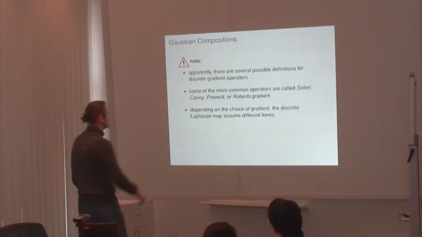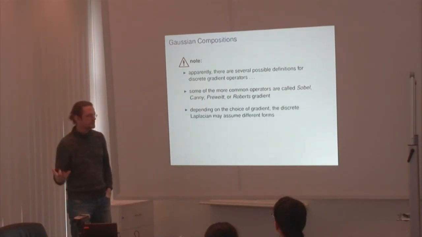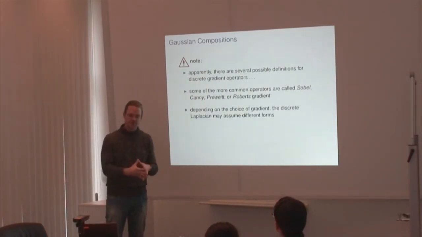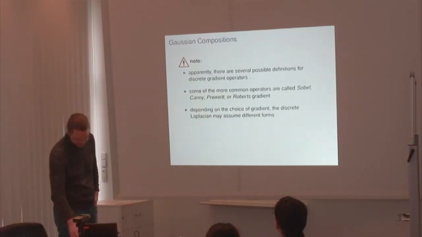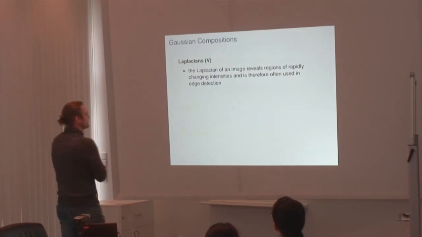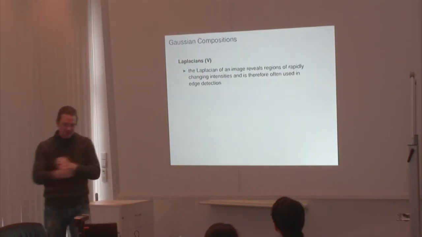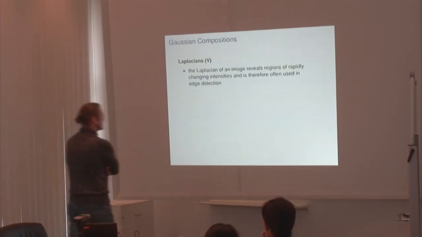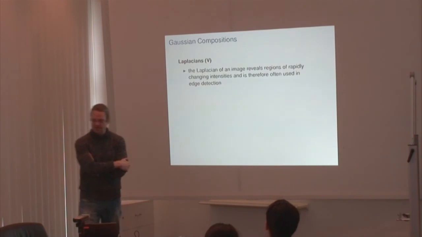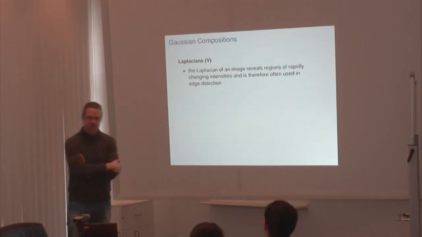And again, since the Laplacian has to do with the second derivative, depending on how we choose the first derivative, the Laplacian may look different. It's important to know. It's a very interesting operation to compute the Laplacian of an image, because again, as we just discussed with the difference of Gaussians, it is sort of a blob finder or an edge emphasizer.